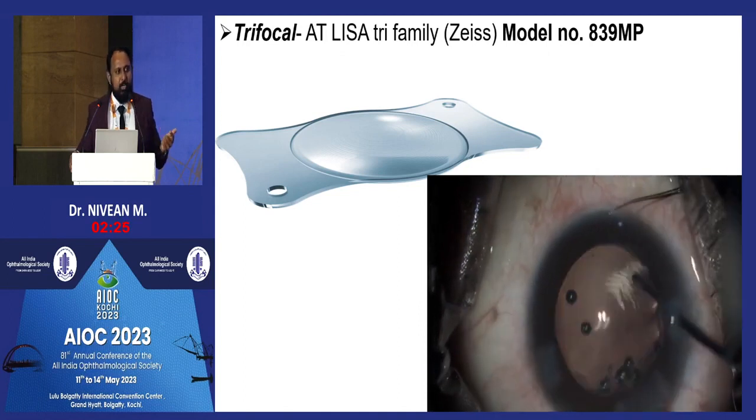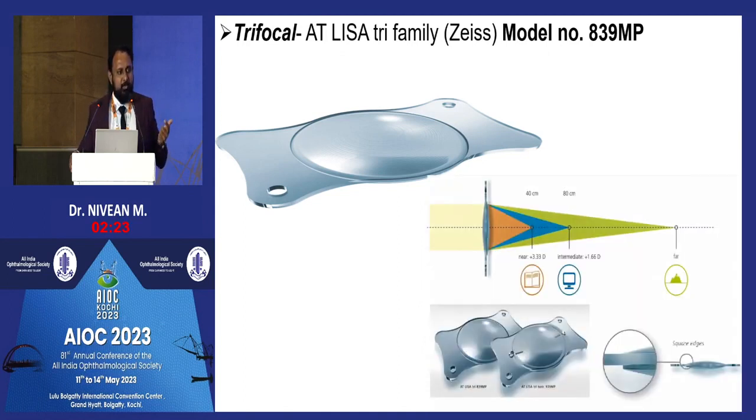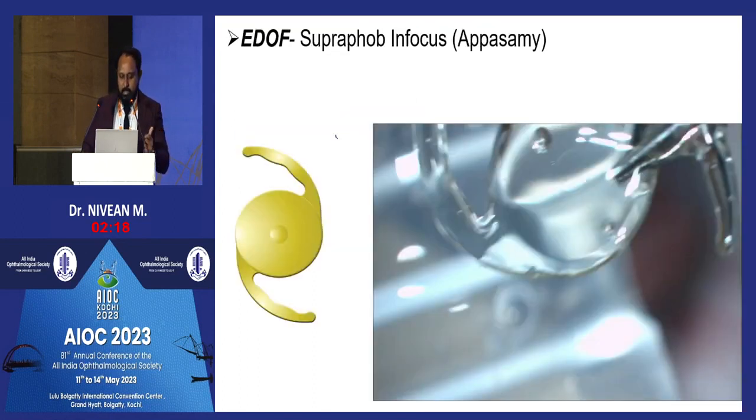It will never say that there is no glare, because any lens that has rings will have some amount of glare and halos. It is just that we use the words lesser glare and halos as compared to multifocals.